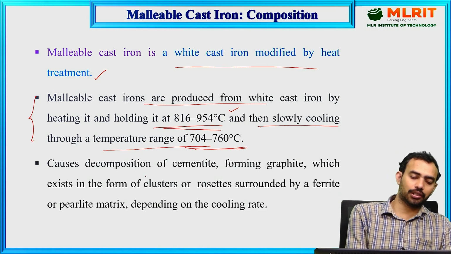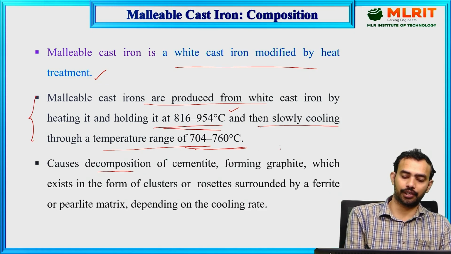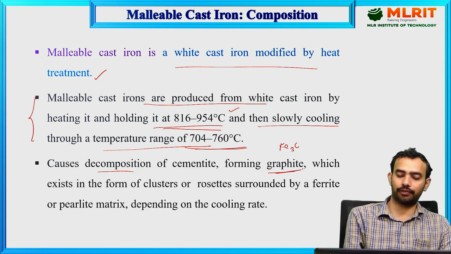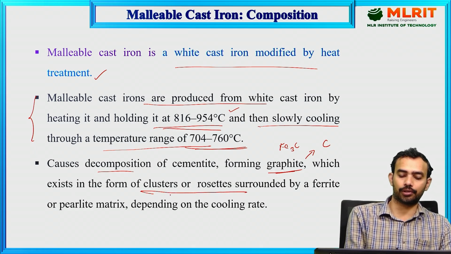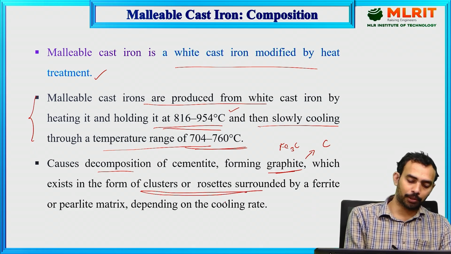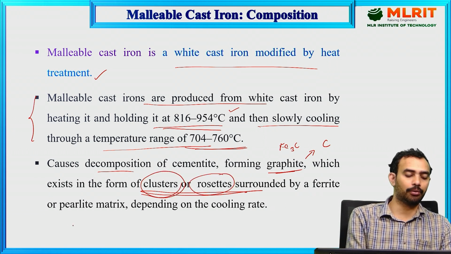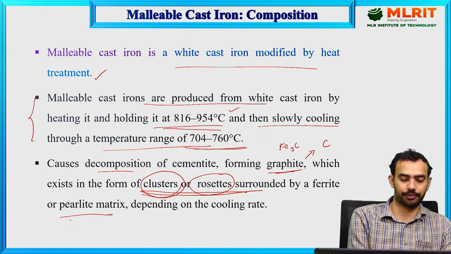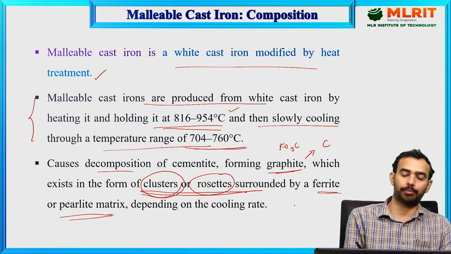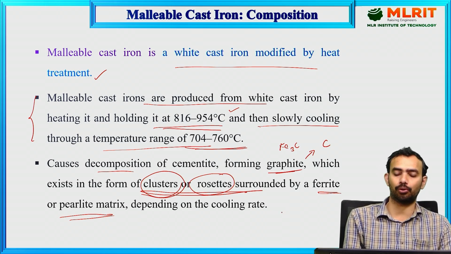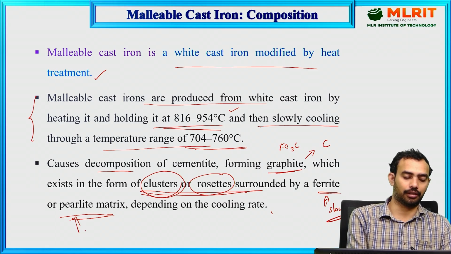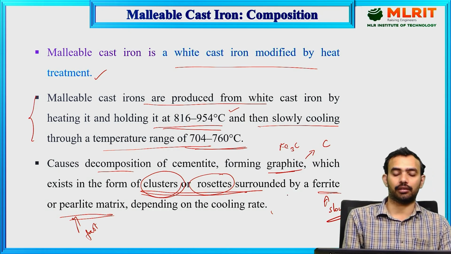What does it cause? It causes decomposition of cementite, Fe3C, and formation of graphite, that is carbon, which exists in the form of clusters or rosettes. So graphite will be present again, in the form of clusters or rosettes, surrounded by a ferritic or pearlitic matrix, depending on your cooling rate. Slow cooling ends up with a ferritic matrix, and fast cooling gives a pearlitic matrix.